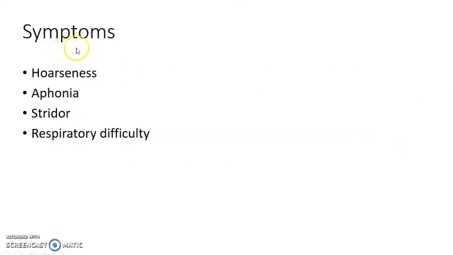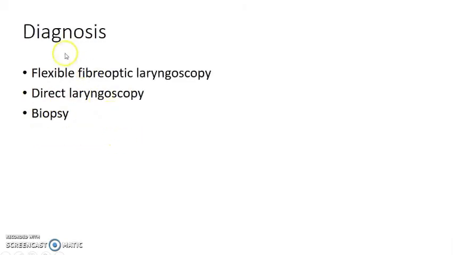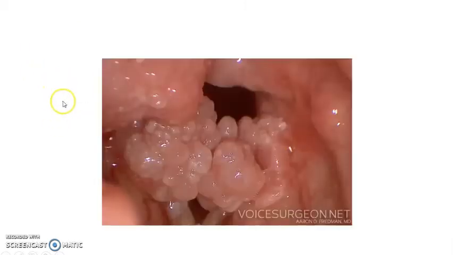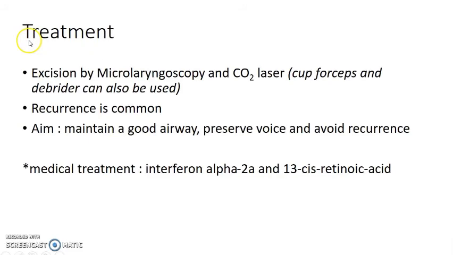Now let us see about the symptoms of juvenile laryngeal papillomatosis. There will be hoarseness, there will be aphonia, that is, the child will be unable to produce voice. There will be stridor, that is, high-pitched whistling sounds during breathing, and there will be respiratory difficulty. Now let us see about the diagnosis. Diagnosis can be made by flexible fiber optic laryngoscopy, direct laryngoscopy or by biopsy. This picture shows a patient with laryngeal papillomatosis.